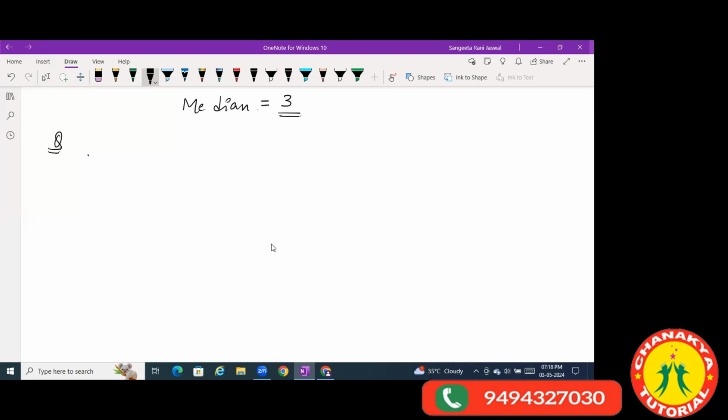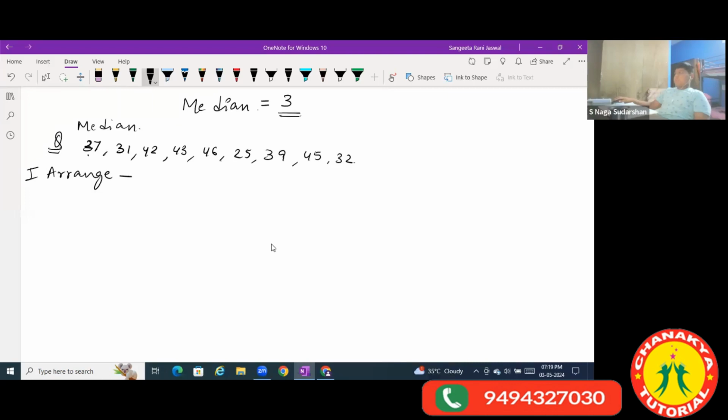The question here is, the data is given as 37, 31, 42, 43, 46, 25, 39, 45, 32. This is a list of data. You have to find the median in this case. The first step is to arrange it in order, either ascending or descending. That is your choice. My choice is ascending order. So when I arrange in ascending order, Sudarshan will tell me which number comes first. Tell me the order.